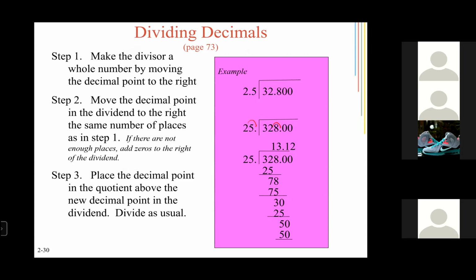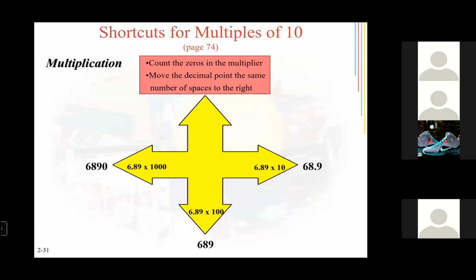Okay? So the reason we are doing this is to make it easy for us to do the mental calculations when we are dividing. But you must make sure that as you move the point for your divisor, whichever number of places you move it in the divisor, you have to do the same thing with the number you're dividing to keep the value the same. Okay? So that's for dividing decimals.